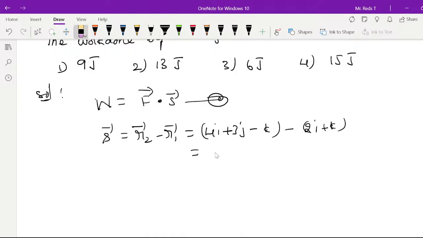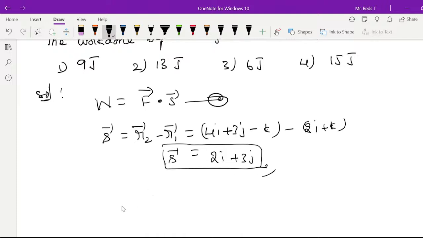I think now the voice is clear. Yes, 4i minus 2i is 2i. The j component of the initial vector is 0, so plus 3j, and minus k is the k component becomes 0, so this will be the displacement vector.